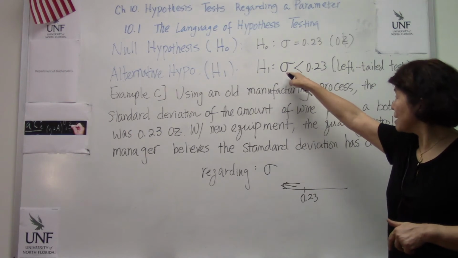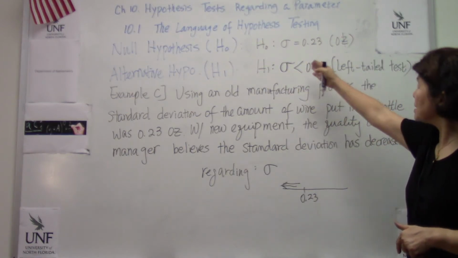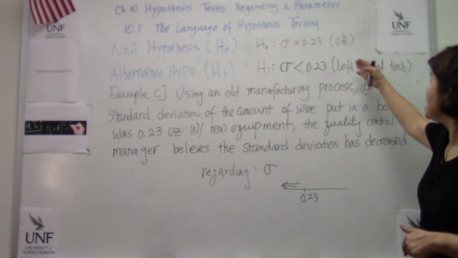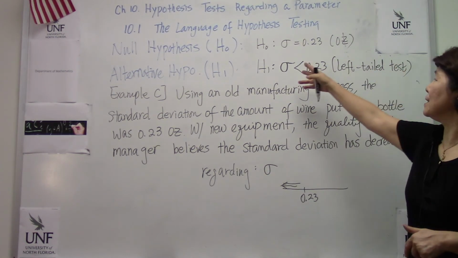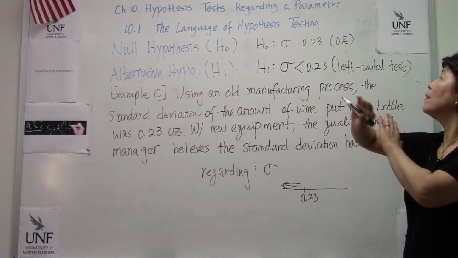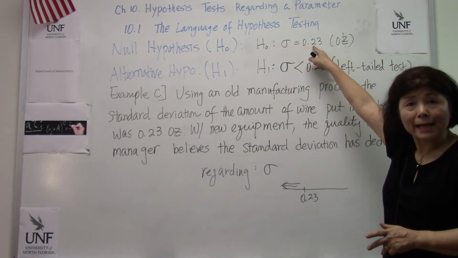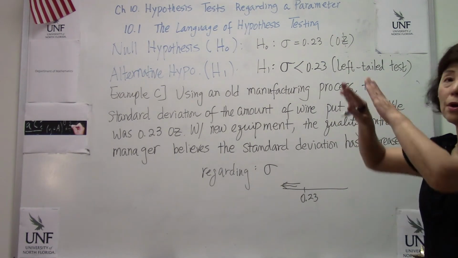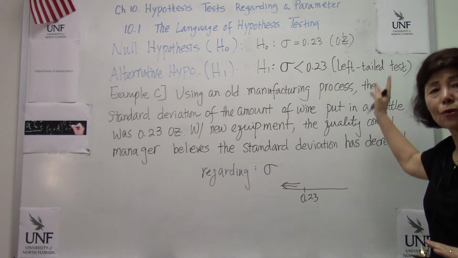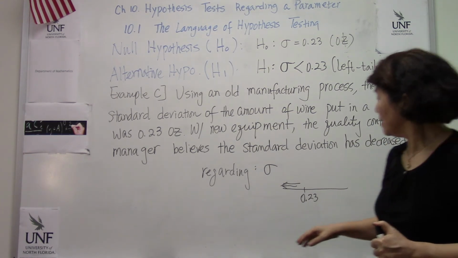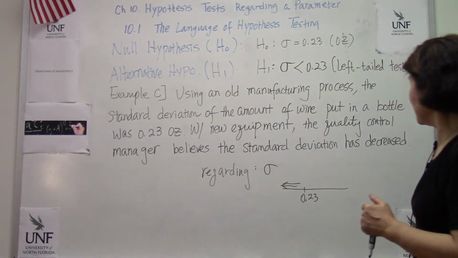Right-tailed or left-tailed depends on this new characteristic, which is sigma over here. If sigma is less than the old data, you choose a left-tailed test. If it is greater, a right-tailed test. And if it is simply unequal to the old data, you have to do a two-sided test, with tails to the right and to the left. So this is the concept.